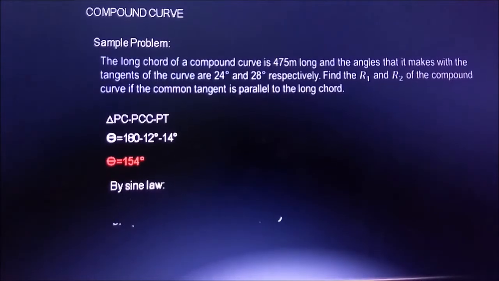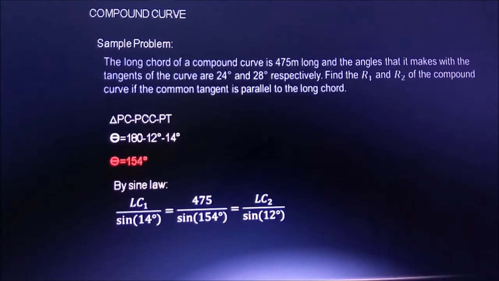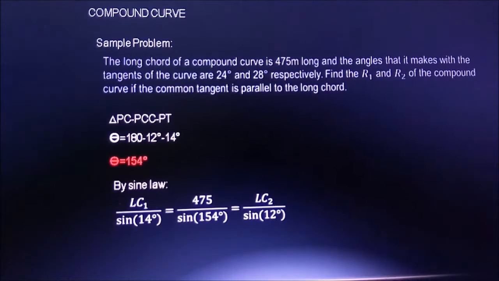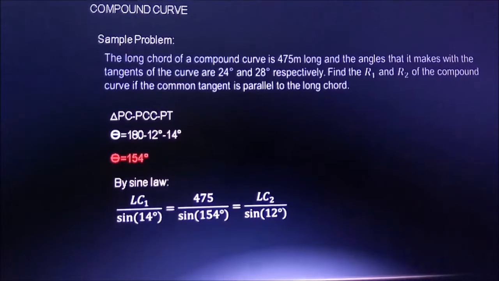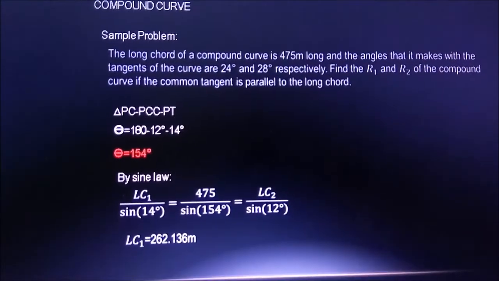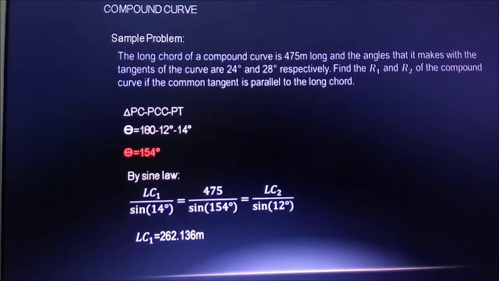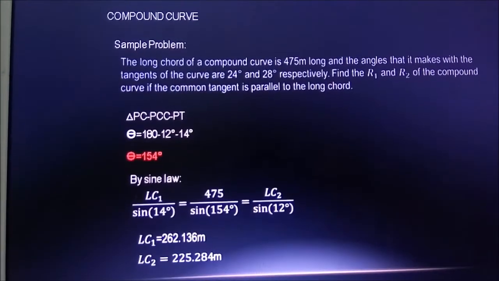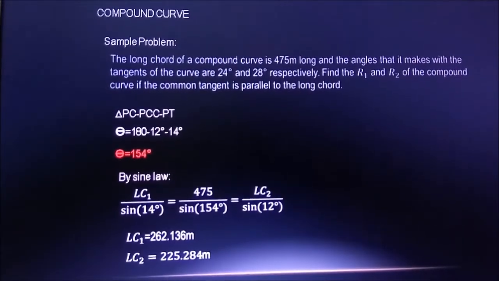By sine law, LC1 over sine 14 degrees is equal to 475 over sine 154 degrees is equal to LC2 over sine 12 degrees. The answer for LC1 is 262.136 meters, and LC2 is 225.284 meters.